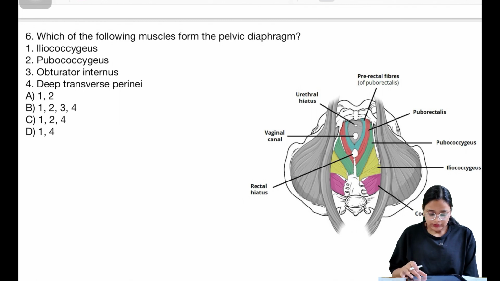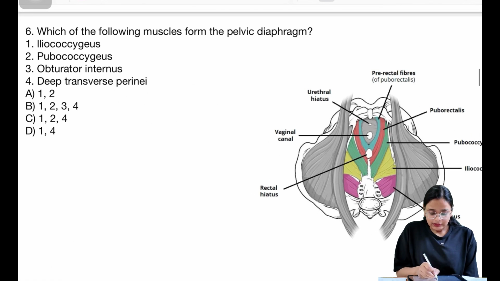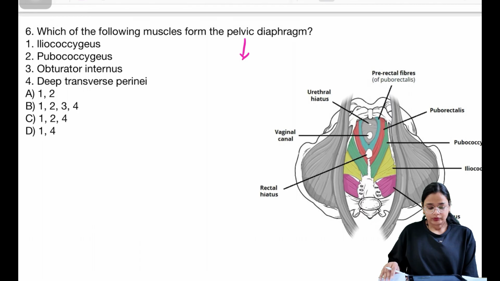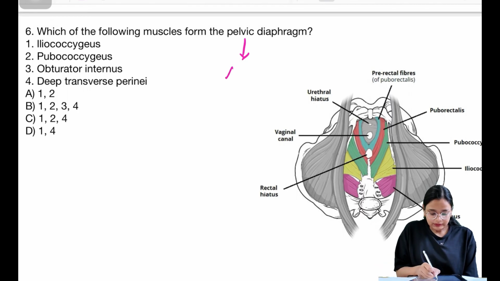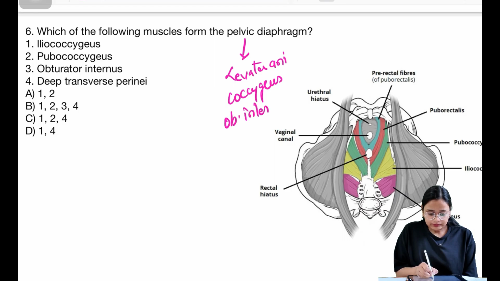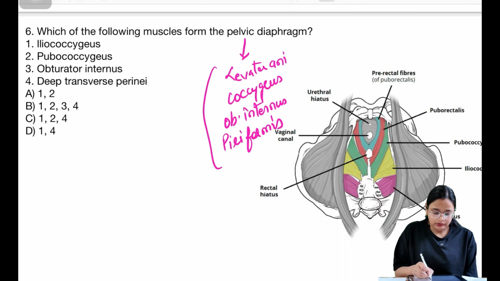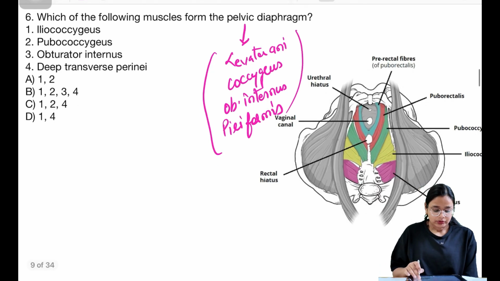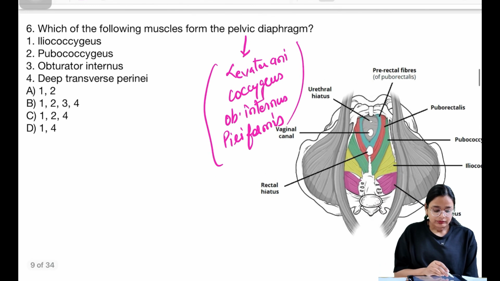Okay, so for this you need to remember pelvic diaphragm is formed by few muscles, like first one is levator ani muscle, second is coccygeus muscle, third one is obturator internus muscle and fourth one is piriformis muscle. Okay, all these muscles are forming pelvic diaphragm. So here we have to check which muscle is there.